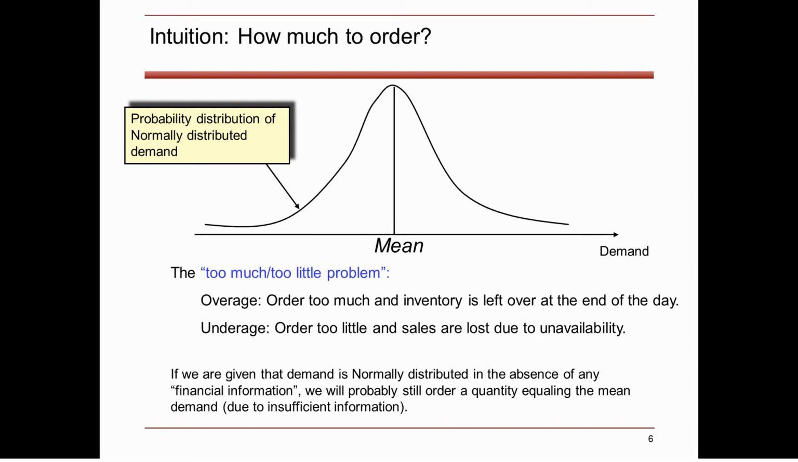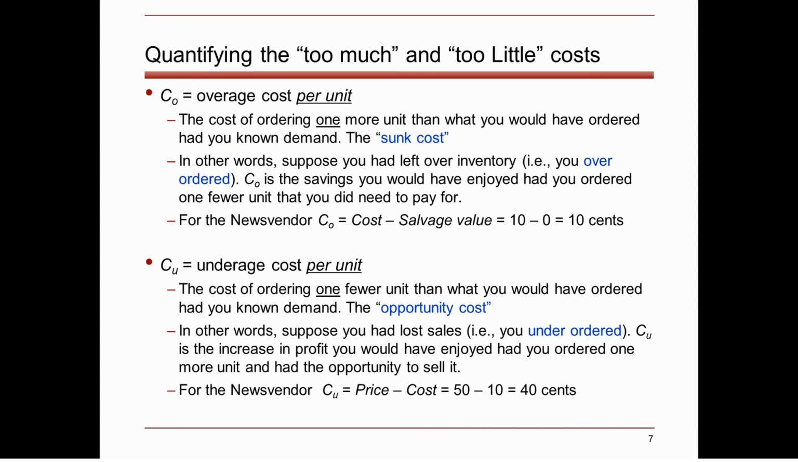We expect to sell 100 newspapers on average. Now, of course, we're going to sell a little bit more, a little bit less. But if we don't know anything about how much it costs us to have too many or too few, in other words, an underage and overage, then our best bet is to just go with the average. Think about that for a second, and you'll understand.